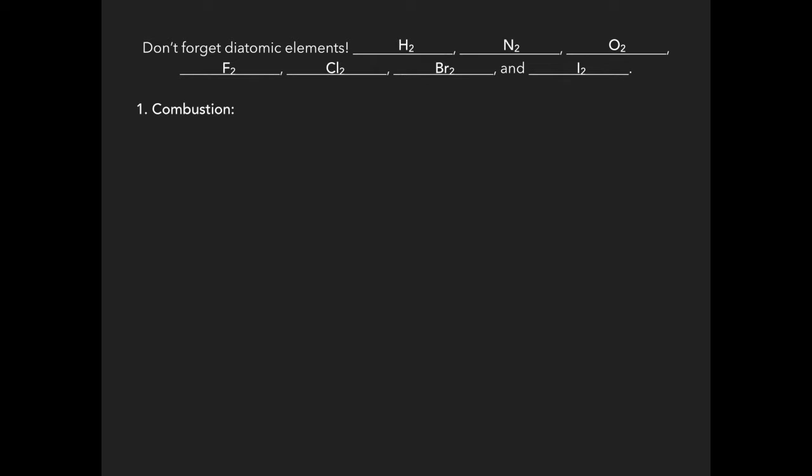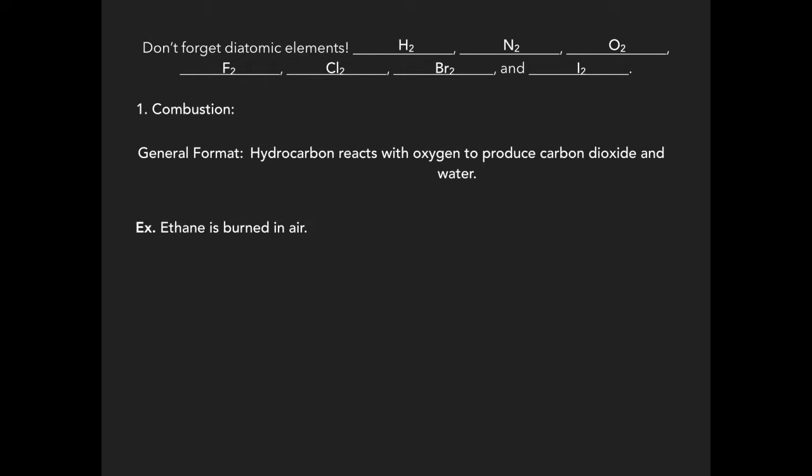So let's look at the first type of reaction, which is combustion. The general format for a combustion reaction is a hydrocarbon reacting with oxygen, and it's always going to produce carbon dioxide and water. These are really easy reactions to predict. For example, if I gave you ethane, and I told you it burned in air, that's a combustion reaction. So that's the formula for ethane. It's going to react with oxygen. Remember, oxygen is O2 because it's diatomic, and it's going to produce carbon dioxide and water.